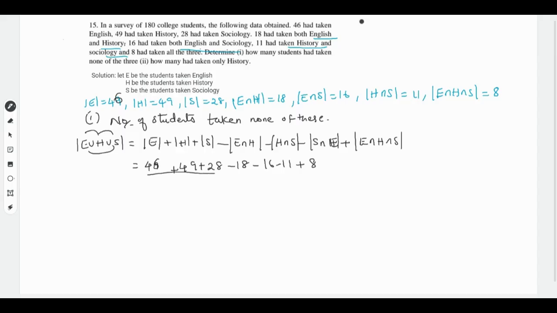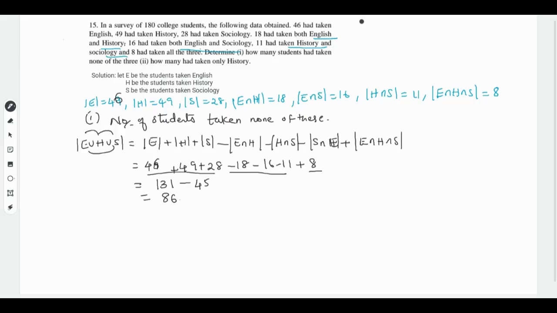If you simplify this, add these three, we get 131. If you add the negative values, we get 45. When you subtract, 131 minus 45, we get the answer as 86.